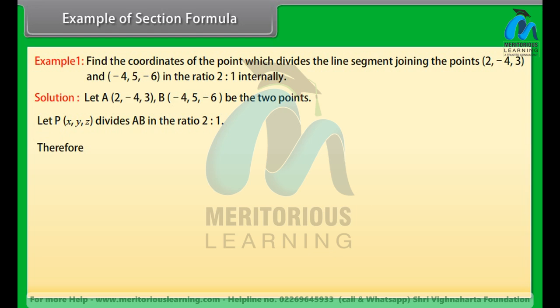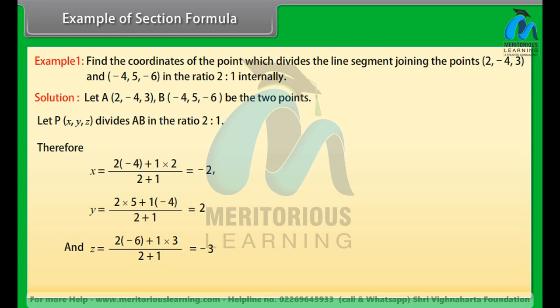2:1. Therefore, x is equal to (2 into -4 plus 1 into 2) divided by (2 plus 1), which is equal to -2. y is equal to (2 into 5 plus 1 into -4) divided by (2 plus 1), which is equal to 2, and z is equal to (2 into -6 plus 1 into 3) divided by (2 plus 1), which is equal to -3. Thus, the coordinates of P are (-2, 2, -3).